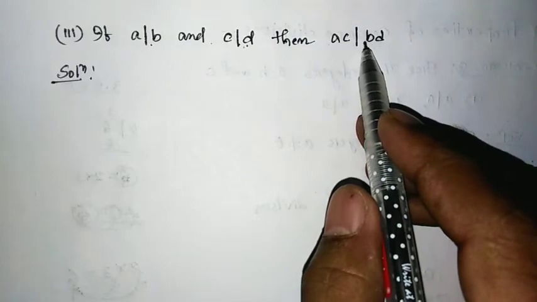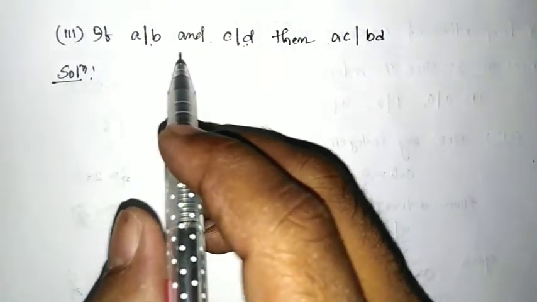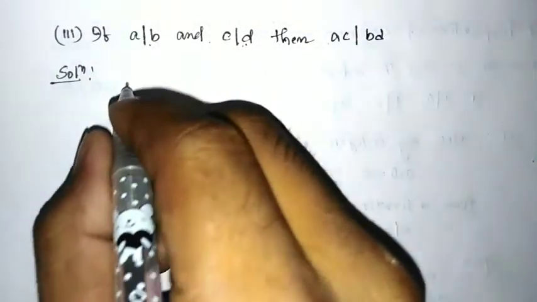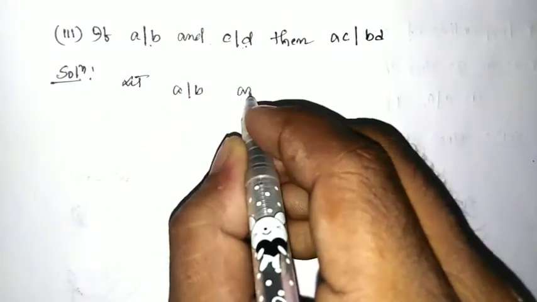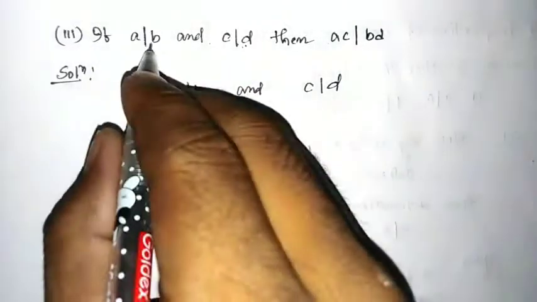Now see the third number property: if a divides b and c divides d, then ac divides bd. That means when a divides b and c divides d, then ac divides bd. These things we need to prove.